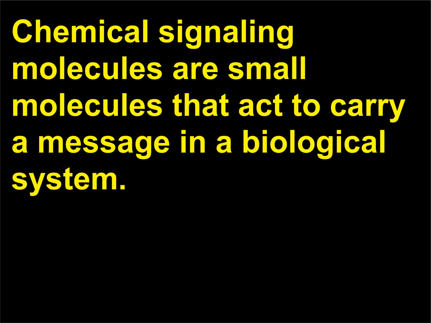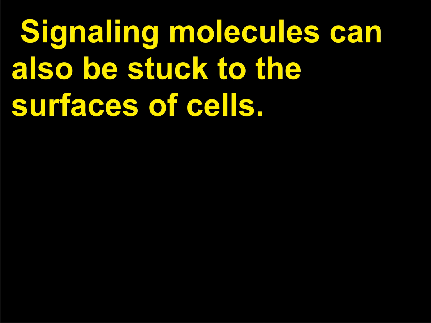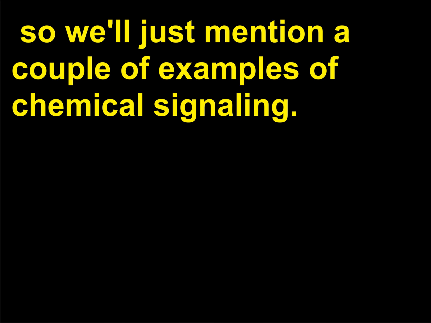Chemical signaling molecules are small molecules that act to carry a message in a biological system. A cell can secrete signaling molecules and allow them to diffuse through the bloodstream. Signaling molecules can also be stuck to the surfaces of cells. It would be impossible to give a comprehensive description, so we'll just mention a couple of examples of chemical signaling.